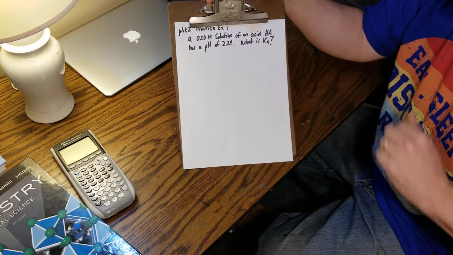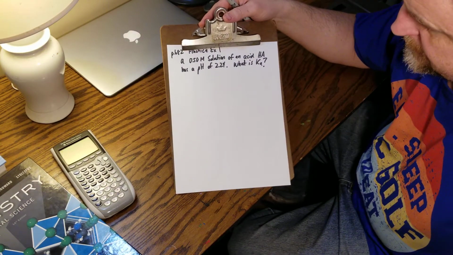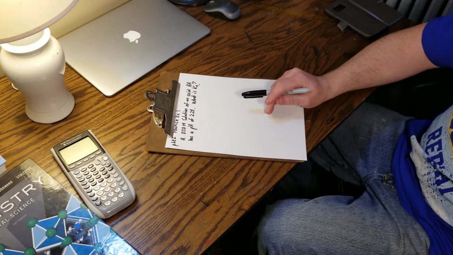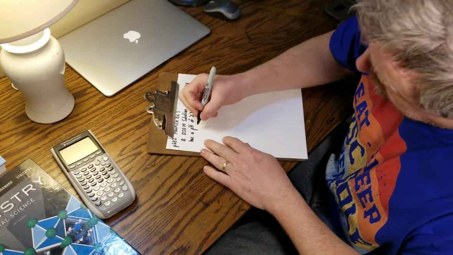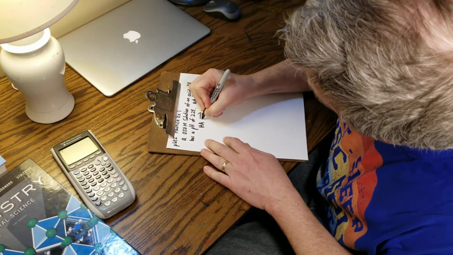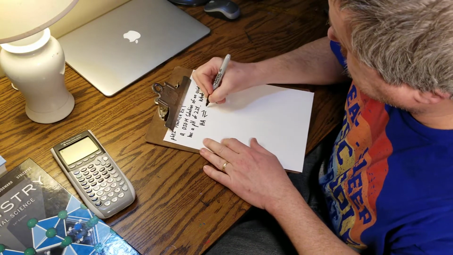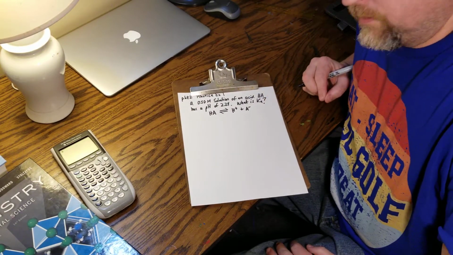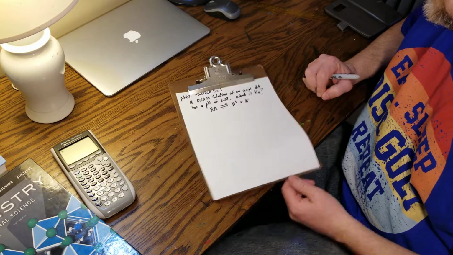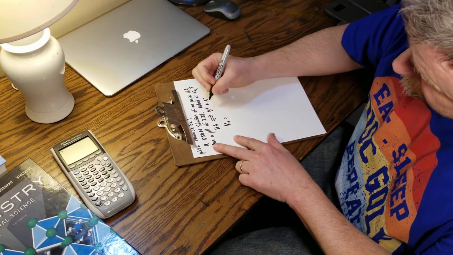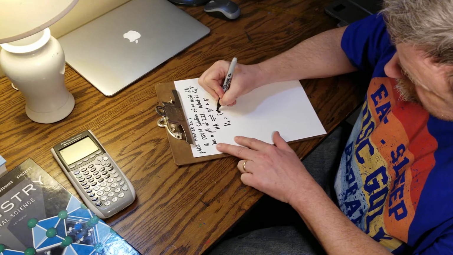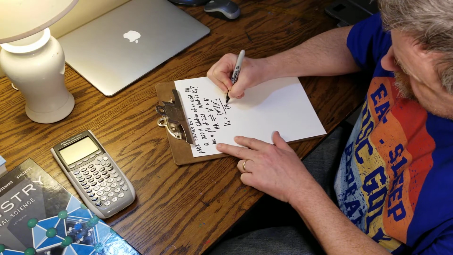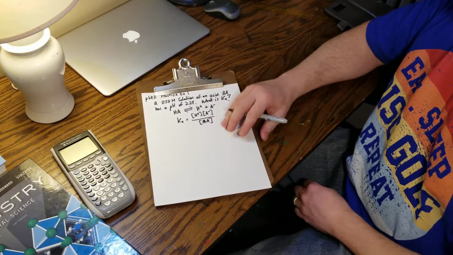A 0.50 molar solution of an acid, HA, has a pH of 2.24. What is its Ka value? So the first thing I am going to do is write the equilibrium expression for this acid, which is HA in equilibrium goes to H plus and A minus. The equilibrium expression is H plus times A minus over HA. Okay. That is our equilibrium expression.